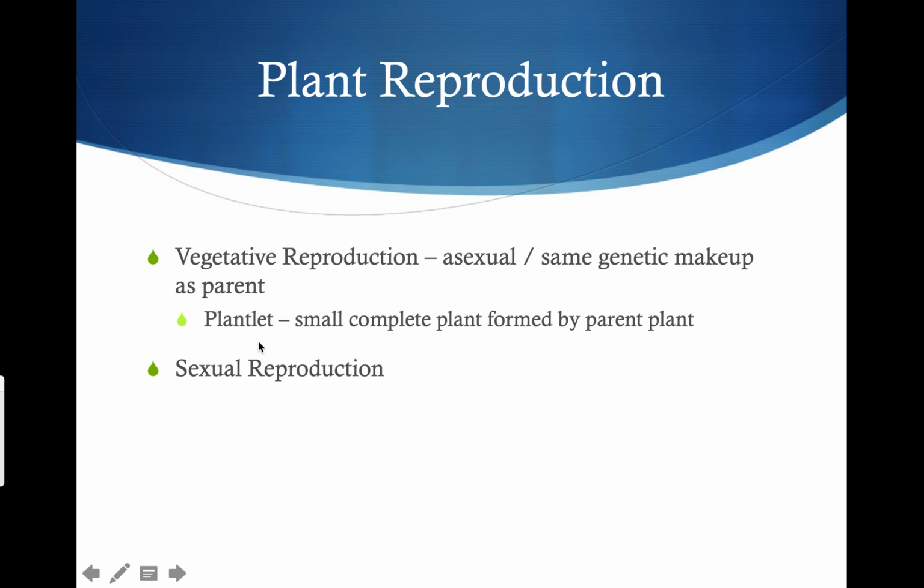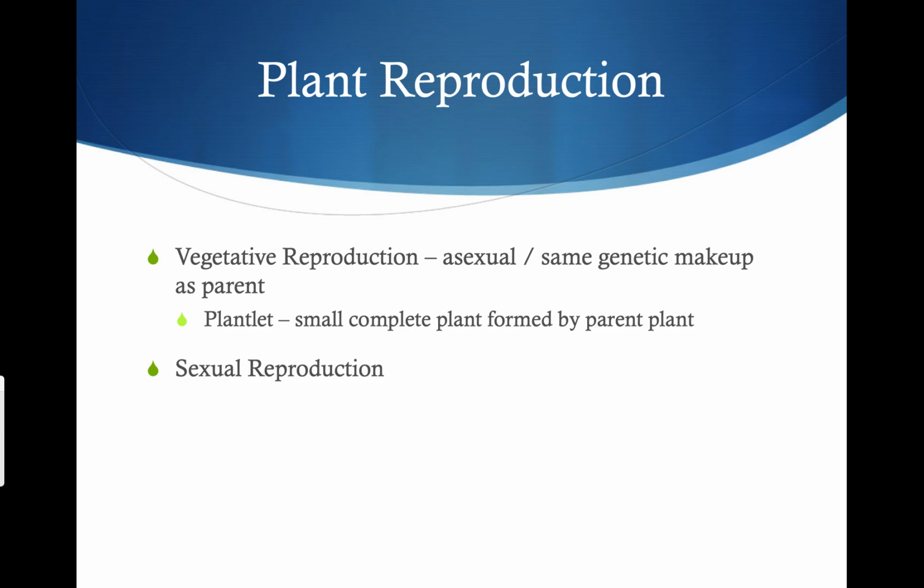Different types of plant reproduction. There's vegetative reproduction and sexual reproduction. Vegetative is what we call asexual, meaning that the offspring will have the same genetic makeup as the parent. Okay, the plantlet would be a small complete plant formed by the parent plant. For example, if you take a piece off of a succulent plant, sometimes you can plant the branch of the succulent into the soil and a new succulent will grow.